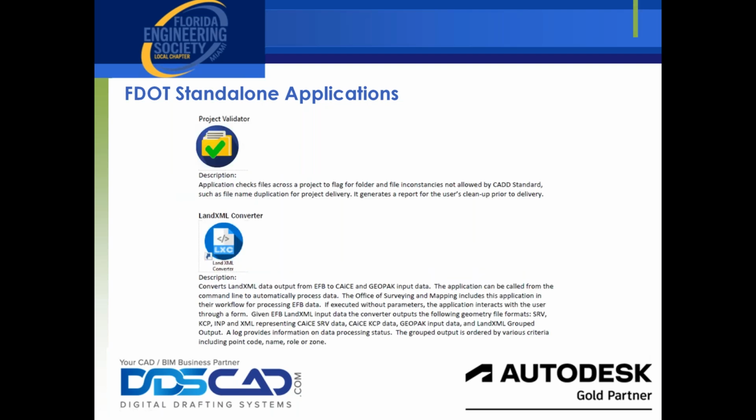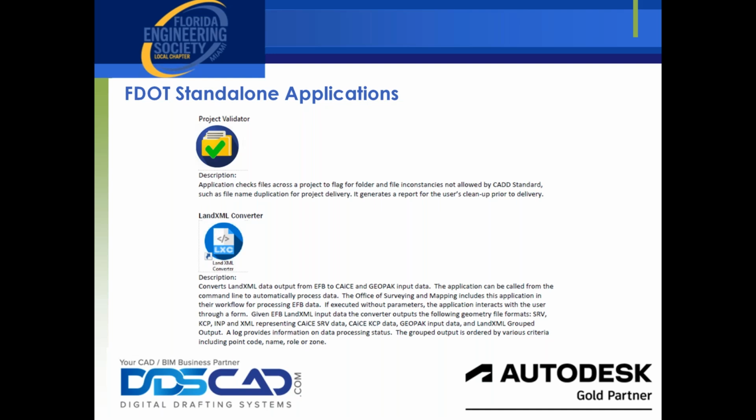Another tool that we have is a project validator. This tool is used at the end, and these are tools that are run outside of Civil 3D. Basically what this does is it goes through and reads the whole project directory, and flags any file inconsistencies not allowed by the CAD standards from the FDOT. And then it generates a report for you to clean up before you deliver the project to the FDOT.